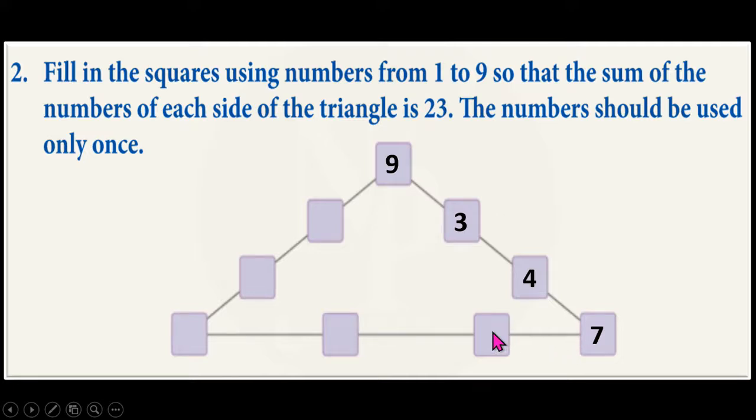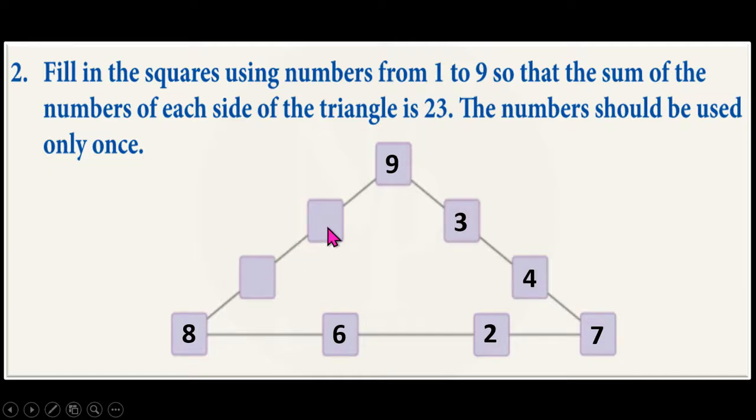Now let us fill these boxes and complete this side also. The number written in this box will be 2. Here we may write 6, and in this box we should write 8. Now let us add these numbers. 8 plus 2 is 10. 10 plus 7 is 17, and 17 plus 6 is 23. So if we add these numbers along this side of the triangle, we will get 23 as the sum.